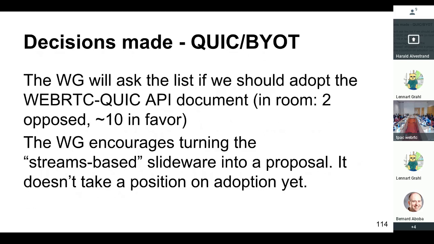Based on the quick bring your own transport presentation, the working group will ask the list if we should adopt the WebRTC QUIC API document. I noted a clear majority in the room indicating that they wish to so adopt, and a couple of strong voices saying we should not. And the working group encourages Peter to turn the streams-based slideware into a proposal that can actually be evaluated for adoption.